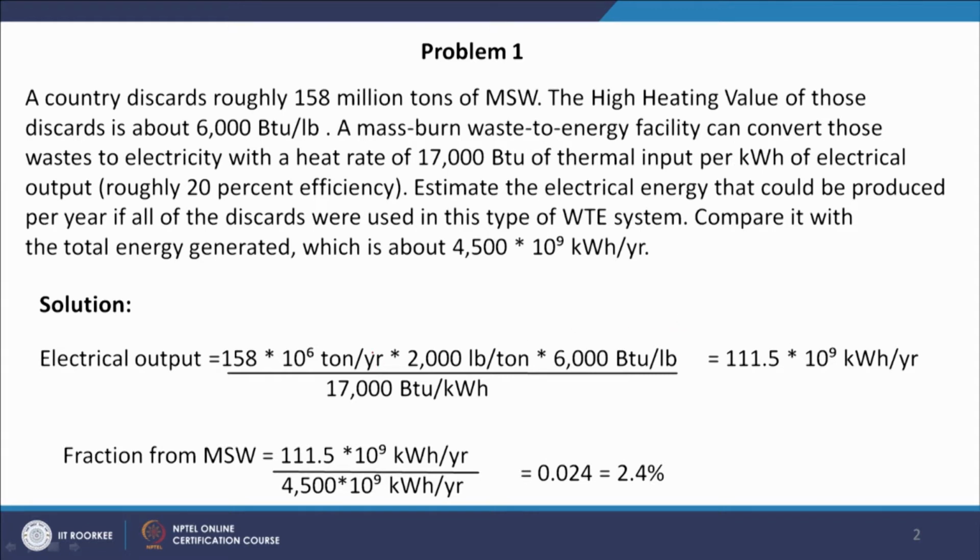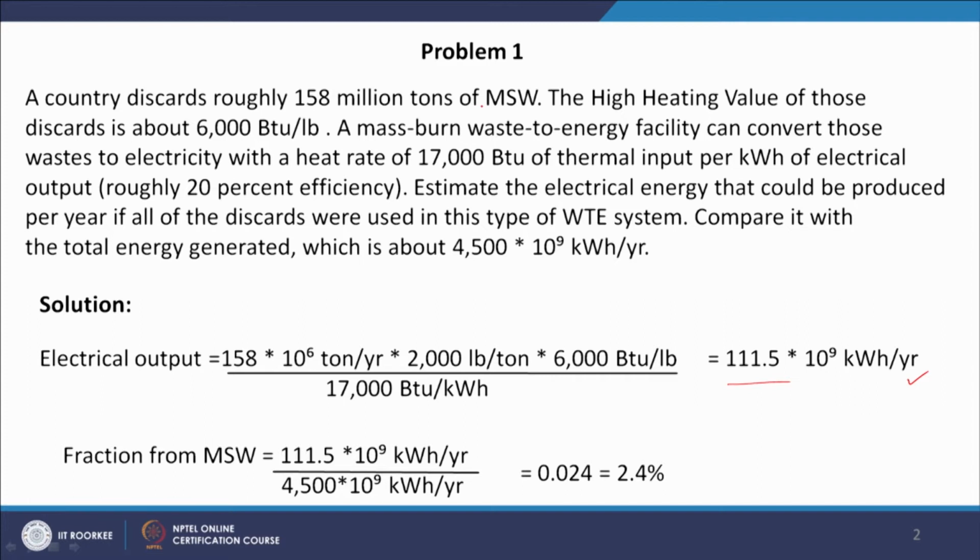per year, but we need kilowatt hour per year. It is given here that the heat rate is 17,000 BTU of thermal input per kilowatt hour of electricity. That means, for the production of 1 kilowatt hour we need 17,000 BTU. So, we have to divide it by 17,000 BTU per kilowatt hour. Then we are getting 111.5 into 10 to the power 9 kilowatt hour per year. So, this is the electrical output which is generated by the consumption of this amount of MSW.